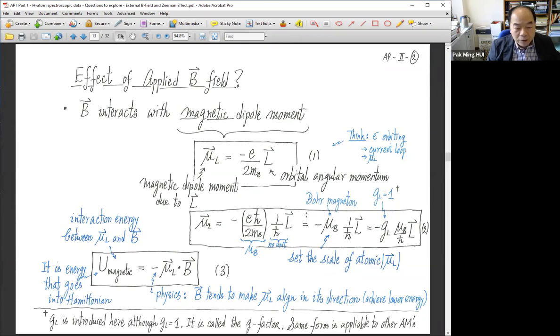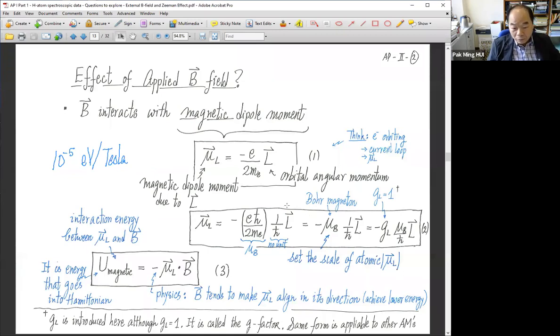Secondly, I will give you the number later. It is very tiny. It is about 10 to the minus 5 eV per Tesla. Now it is a number worth remembering. You will see why. But for the moment, take note of this tiny Bohr magneton. It characterizes how strong the orbital magnetic dipole moment can be in an atom.